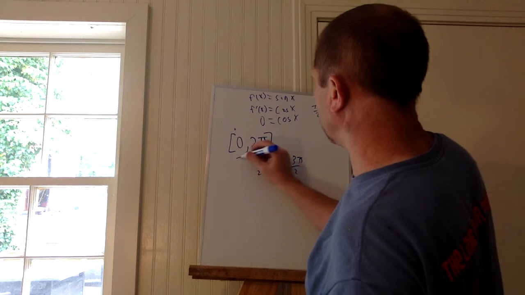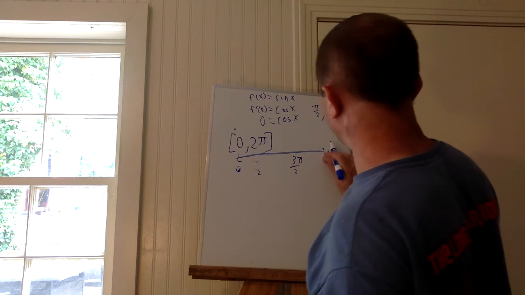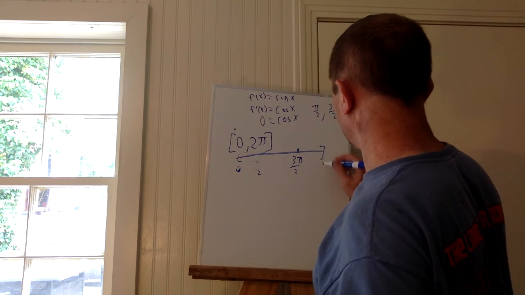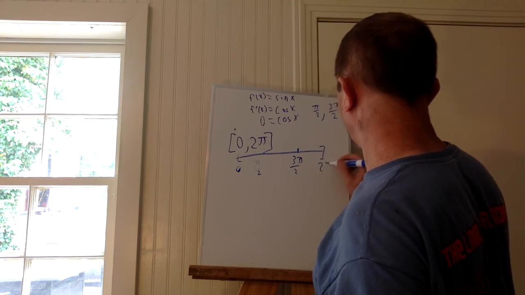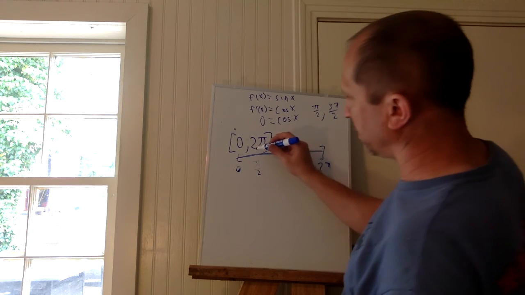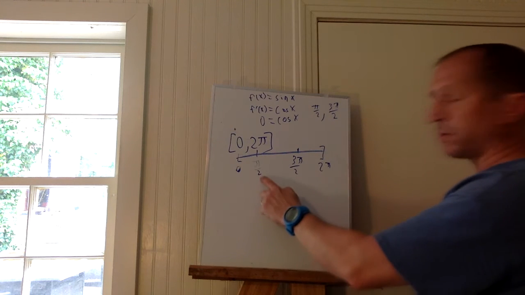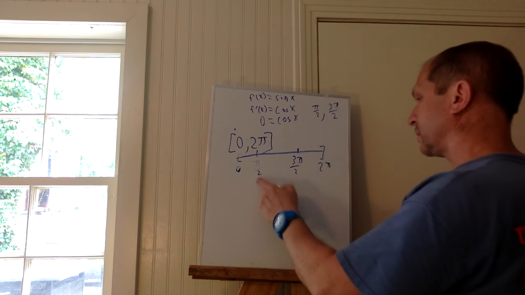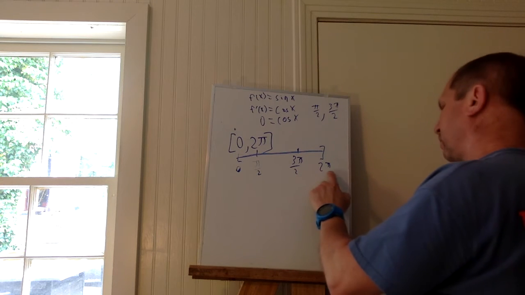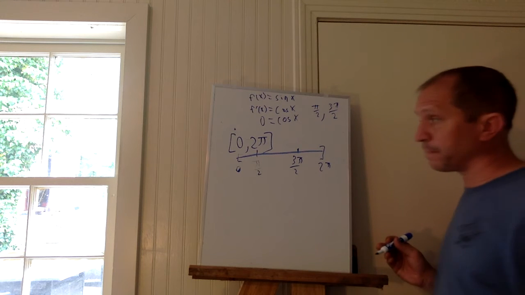So what I'm going to do is put those two numbers on a number line. Okay, so by putting these on a number line, I have three different intervals. My first interval is from 0 to pi over 2. My second interval is from pi over 2 to 3 pi over 2. And my third interval is 3 pi over 2 to 2 pi.